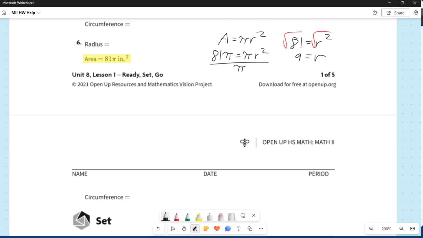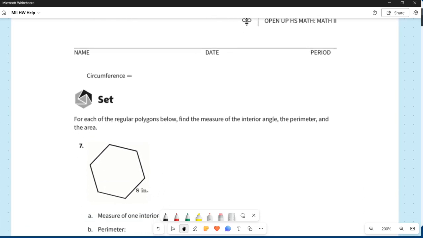So r is 9. Our radius for number 6 is 9, and the area was expressed in square inches. Radius is a one-dimensional unit of measurement, so it's just regular inches, not square inches. So our radius is 9, and looking at the circumference, our formula for circumference doesn't change. It's still 2 pi r, or pi times diameter, same thing.